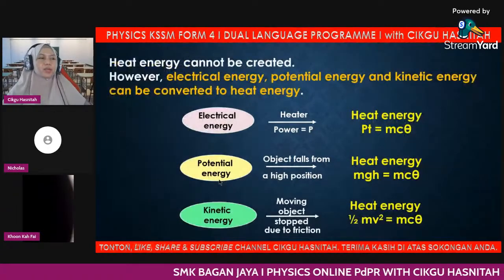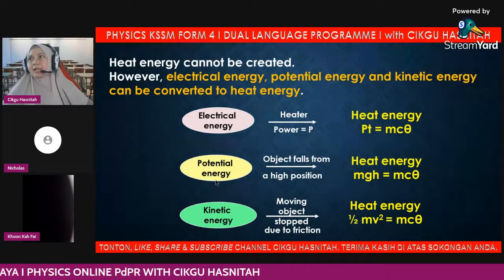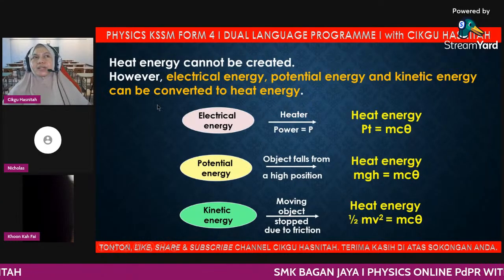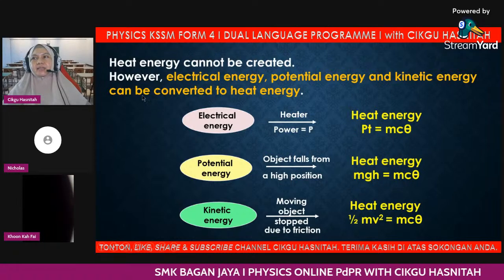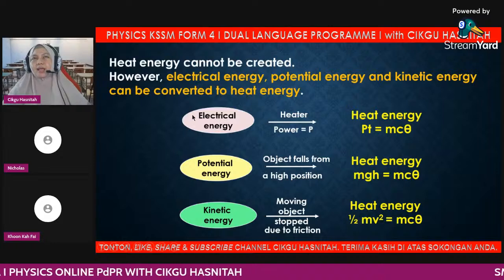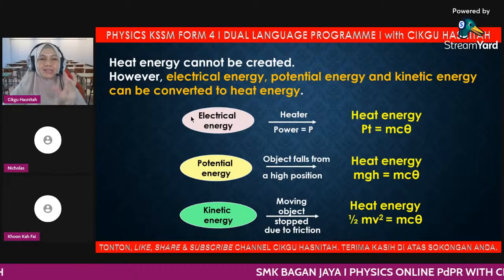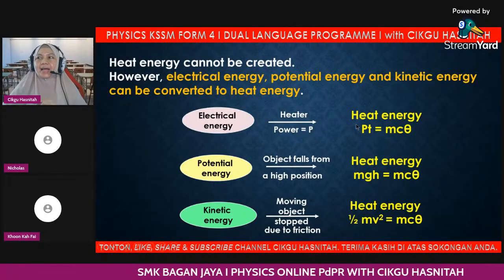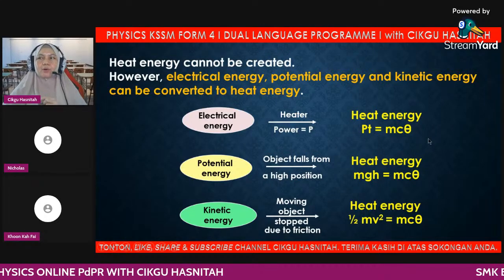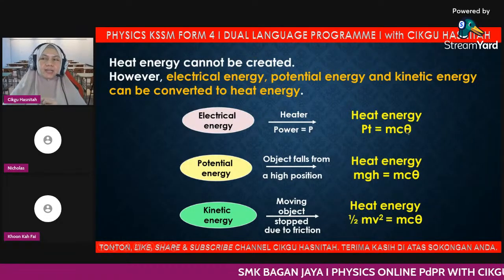Okay, before we try to do a few questions to solve problems related to heat capacity, this is what you must know. In order to solve any problem involving heat, these are the conversions of energy which might occur. The first one, if you are using an electrical appliance, for example a heater, the energy conversion is electrical energy converted to heat energy. So in our calculation, we are using Pt equal mc delta theta.